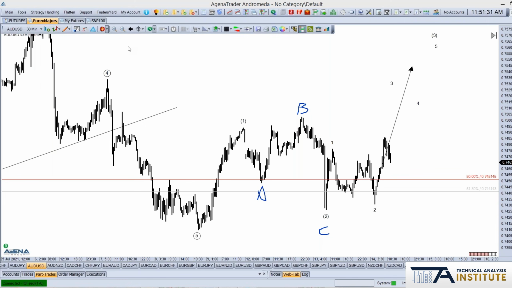What I want to do today is to talk more about the zigzag. We have been speaking about the flats, but let's talk about the zigzag.